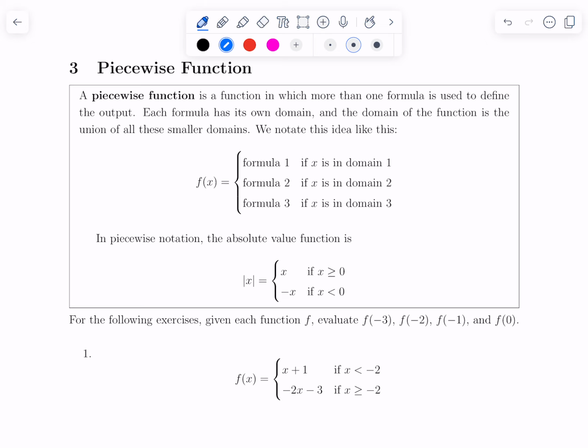Okay, for this video, we're going to talk about piecewise functions, a function in which more than one formula is used to define the output. Each formula has its own domain, and the domain of the function is the union of all those small domains. So we can write the notation as formula 1, formula 2, formula 3, and they all have their own domain.